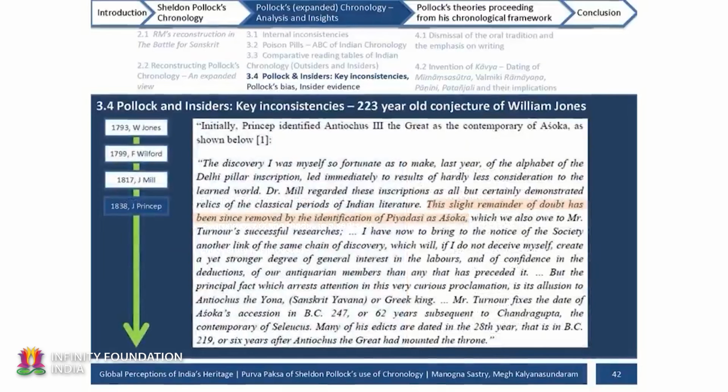After James Mill, in 1838, Prinsep builds on this conjecture, and he's wanting to give it more weight. So based on Turnour's research on the Ashokan edicts, which are there to be seen, they interpret Piyadasi as Ashoka. Okay, and this has been the mainstream view. We are not saying that that is completely wrong. We are neither saying that it is completely correct either, right? And we'll show you the evidence for all of that later.